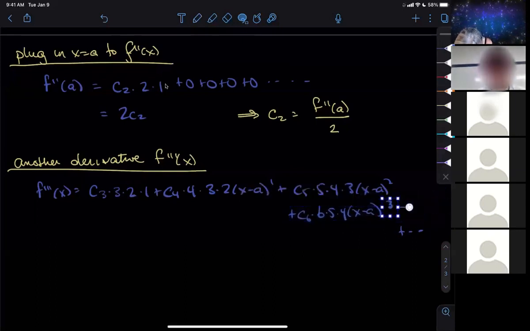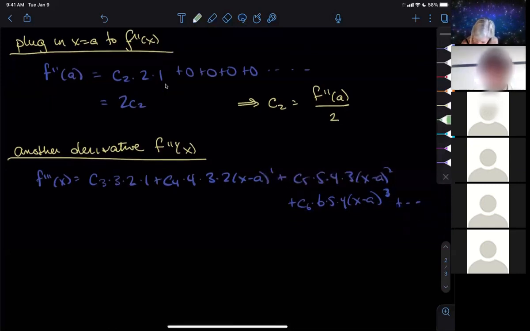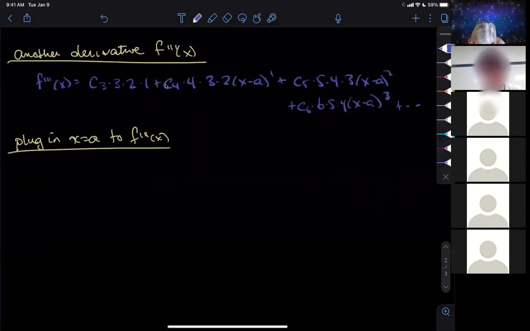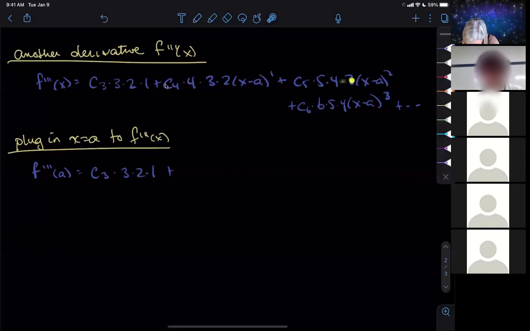Let's put all this together. Same old thing, plug in a to the third derivative. So f triple prime at a is going to be C3 times 3 times 2 times 1, plus, just like before, everybody else is 0. 0, 0, a bunch of zeros. So that's going to be C3 times 3 times 2 times 1.